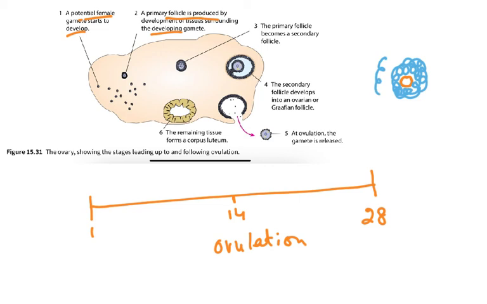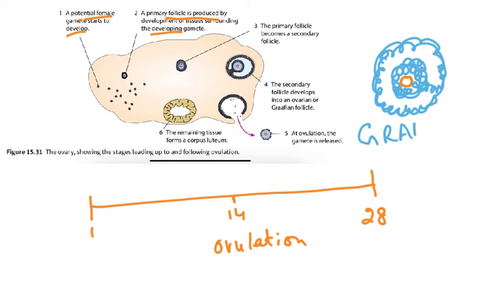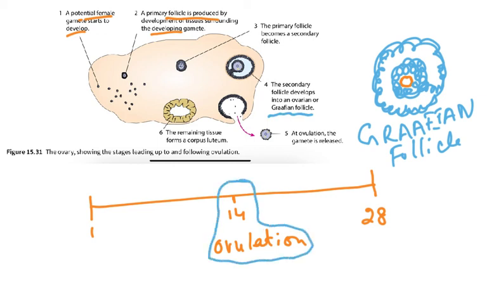And then some of the cells liquefy and form a fluid filled space, still attached to the main structure. And this whole thing is called a Graafian follicle. That is why in some books it is also called the follicular phase. So the Graafian follicle develops from day 1 to day 14. And then the primary follicle becomes a secondary follicle. The secondary follicle develops into an ovarian or Graafian follicle. Now on day 14, what has to happen is ovulation.